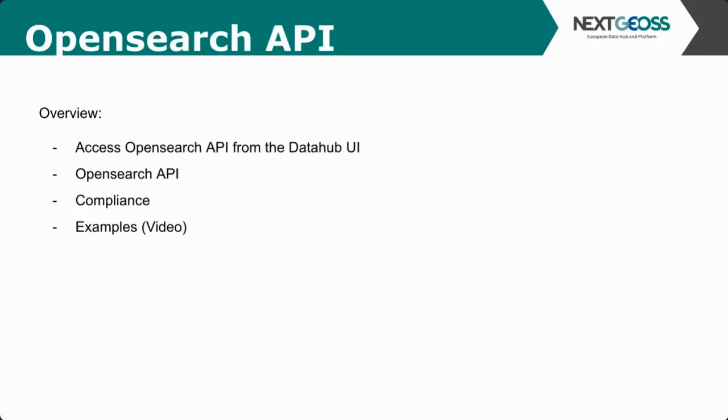Today, I am going to talk a bit about the OpenSearch API that has been developed particularly for the Data Hub UI. Then we can have a look at the OpenSearch API endpoints themselves. We can take a look a bit about the compliance, and at the end, we will look at some examples about how you can play around with the OpenSearch API as well as get our own OpenSearch API response from the Data Hub UI.